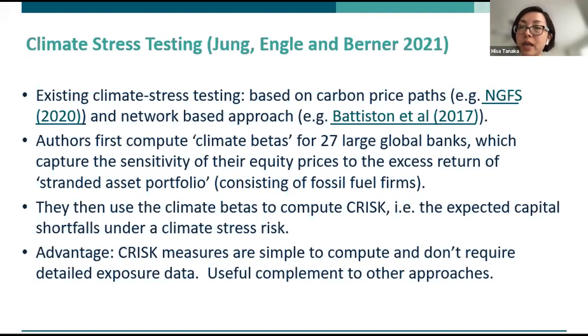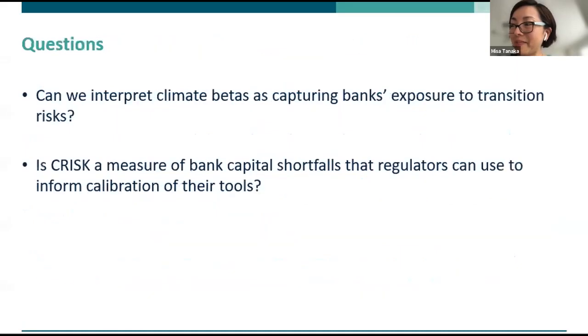And then they use these climate betas to compute CRISK, which is the expected capital shortfall under climate stress. So as I said, this is a very nice, simple approach, which only relies on public data. So it's a very useful complement to other approaches. Could you move to the next slide, please?